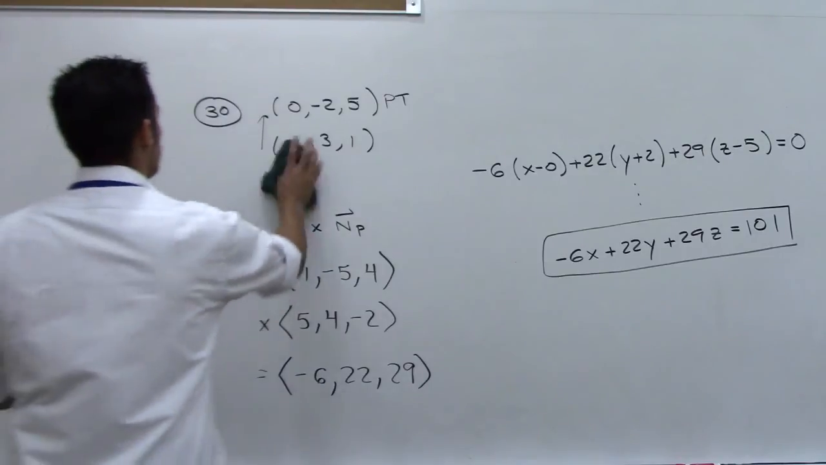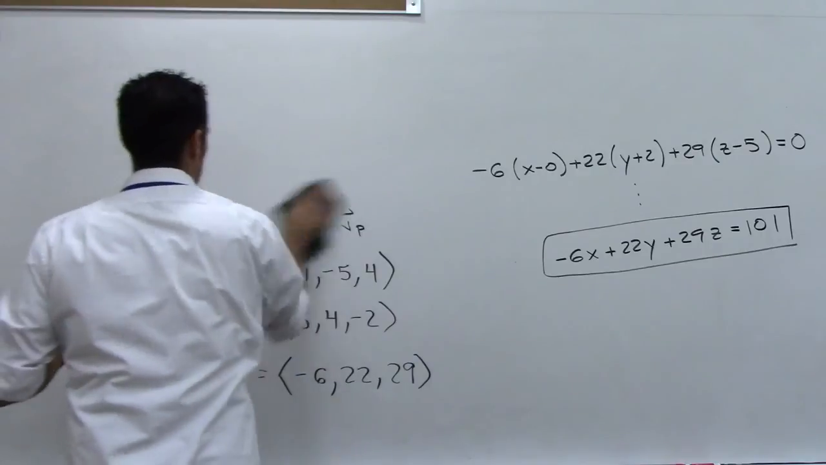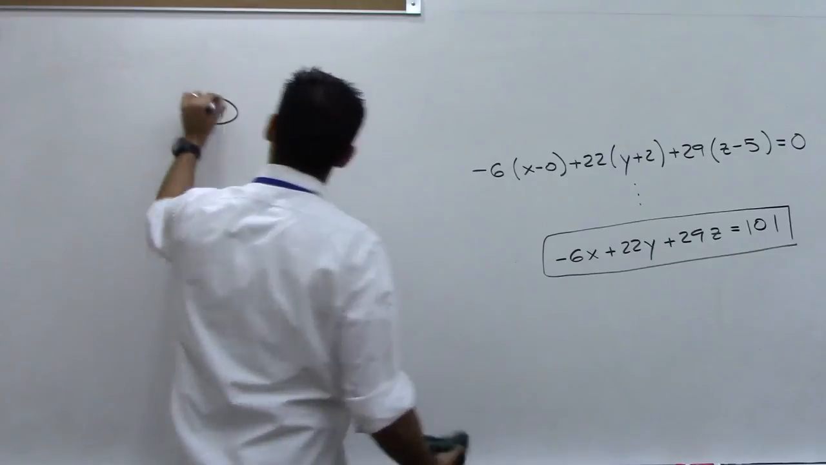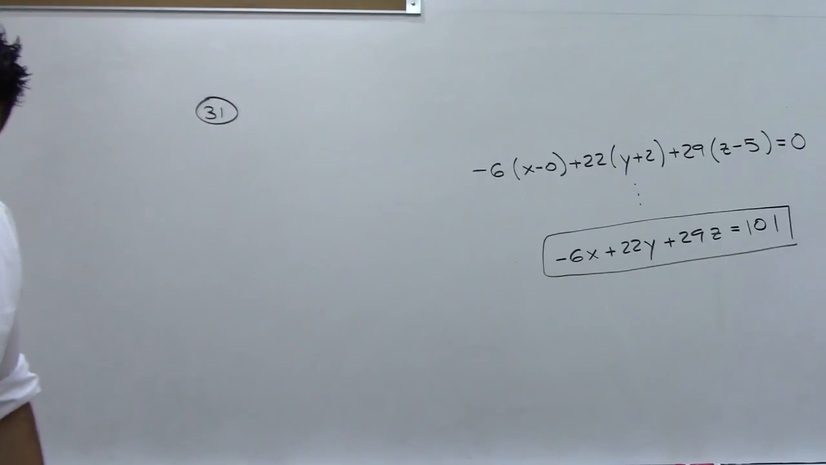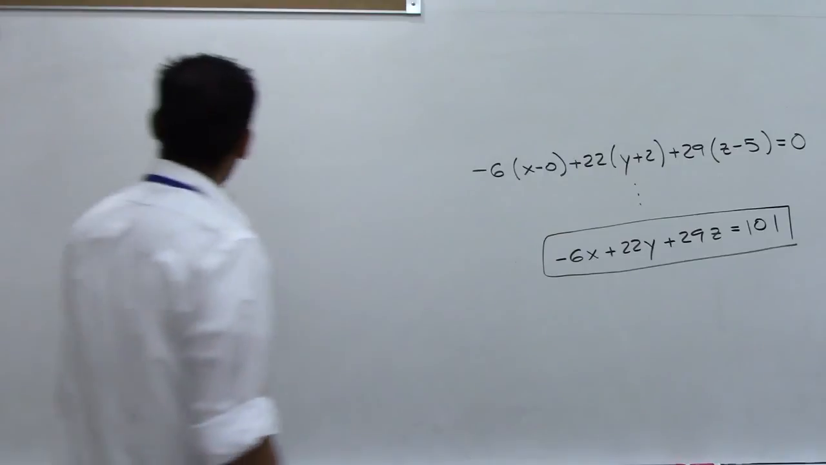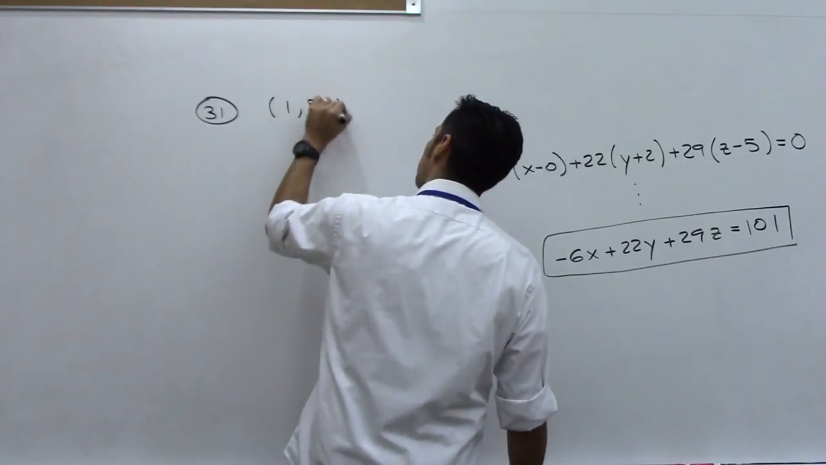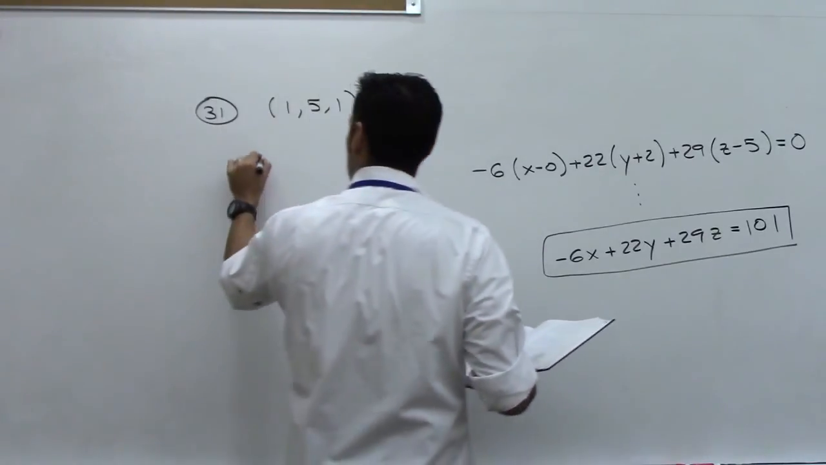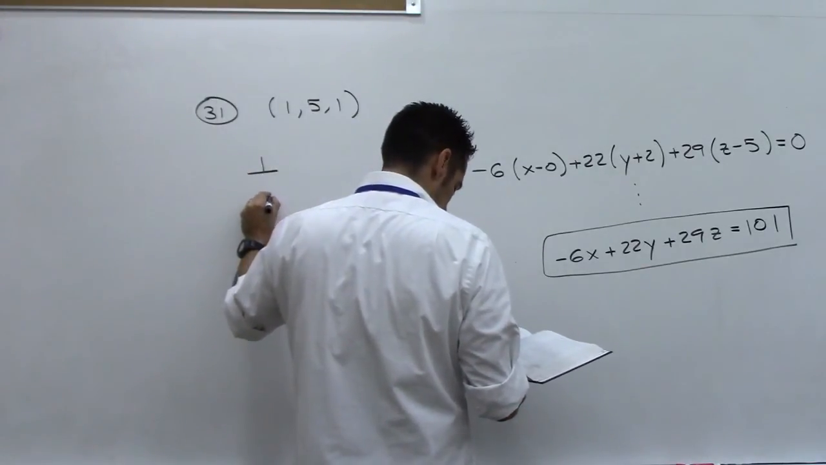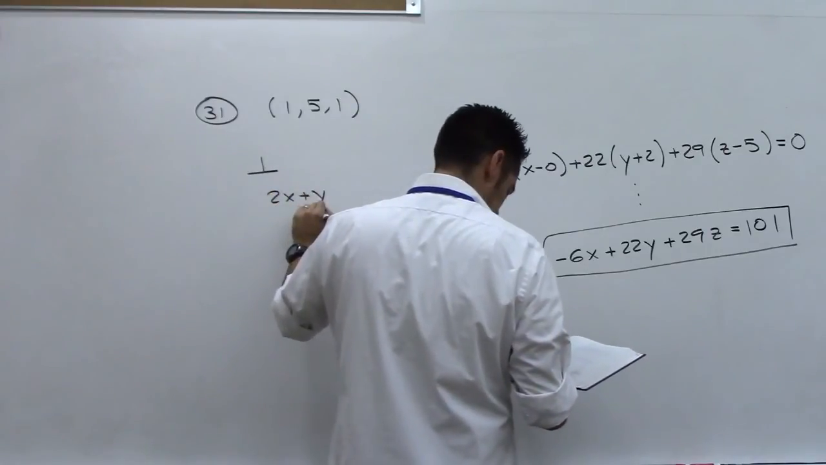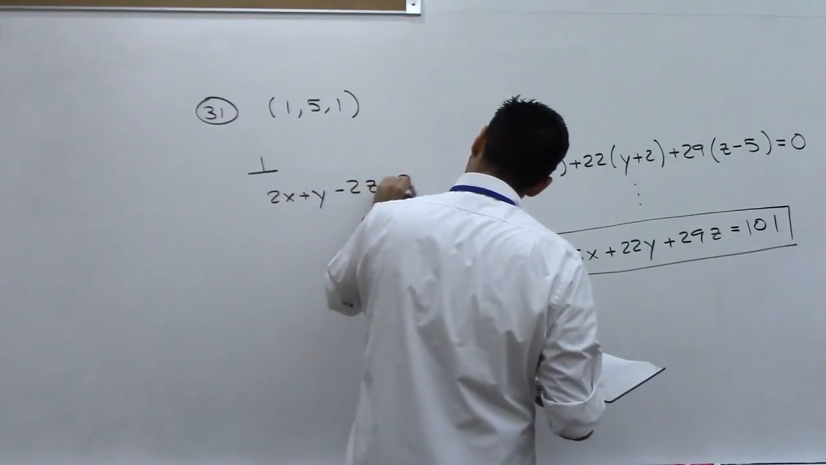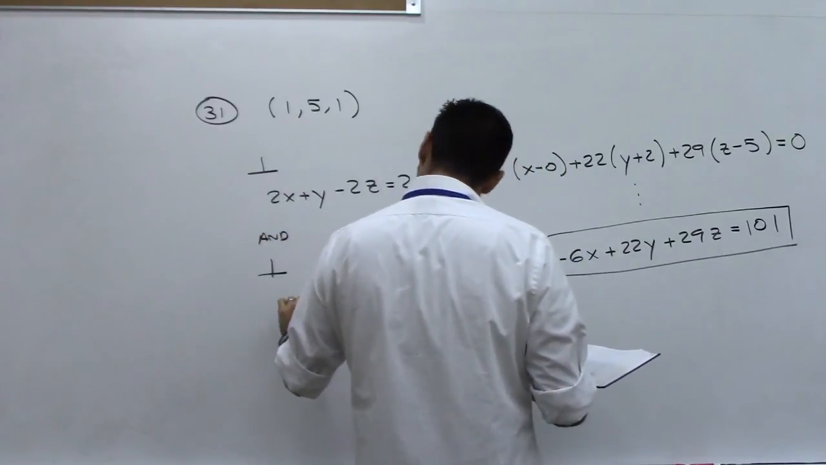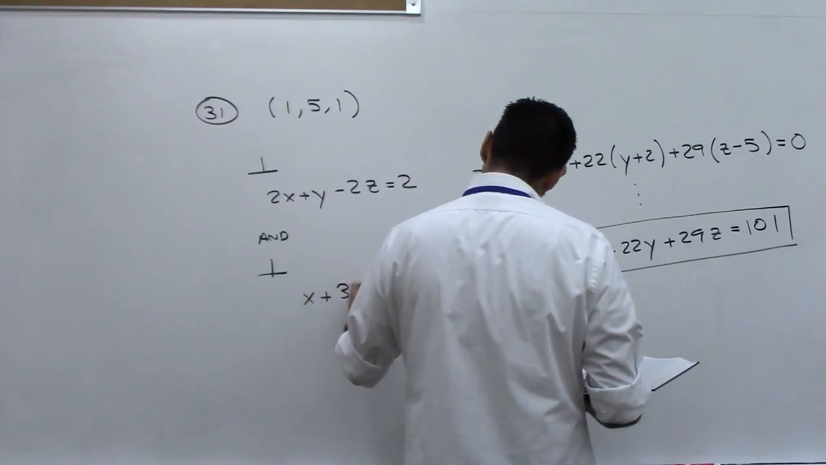So on 31, let's see if I can maybe help you get this without me doing it. It gives you the point (1, 5, 1). This point lives on your plane. And then you're told that it must be perpendicular, okay? The plane you're looking for is perpendicular to both 2x plus y minus 2z equals 2, and is also perpendicular to x plus 3z equals 4.